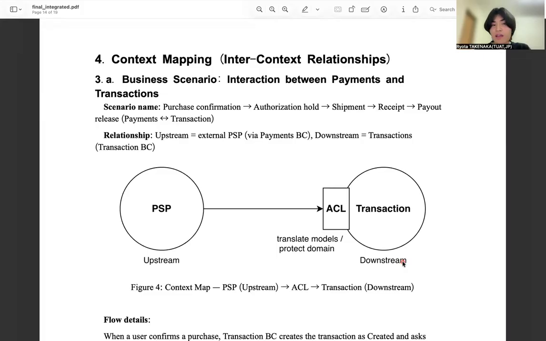The payment BC tells the PSP to create a manual capture payment. The funds are now held. And later, when the buyer confirms receipt, the transaction BC tells the payment BC to capture the payment. And the payment BC tells Stripe to finalize the charge, and the money is moved to the seller.